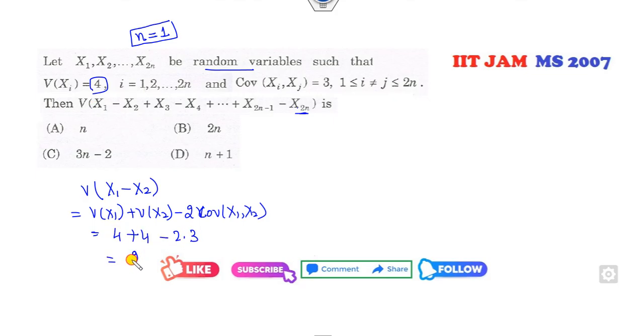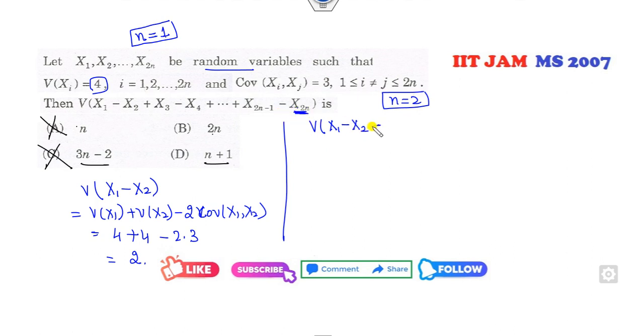The answer is 2. If you look at the options, here n is 1, it is not 2, this is 1, it is not 2, this is 2, this is 2. Now 2 options are correct, so I can choose n as 2. If n is 2, then the variance of this is X1, this value will be 4, X3 minus X4.